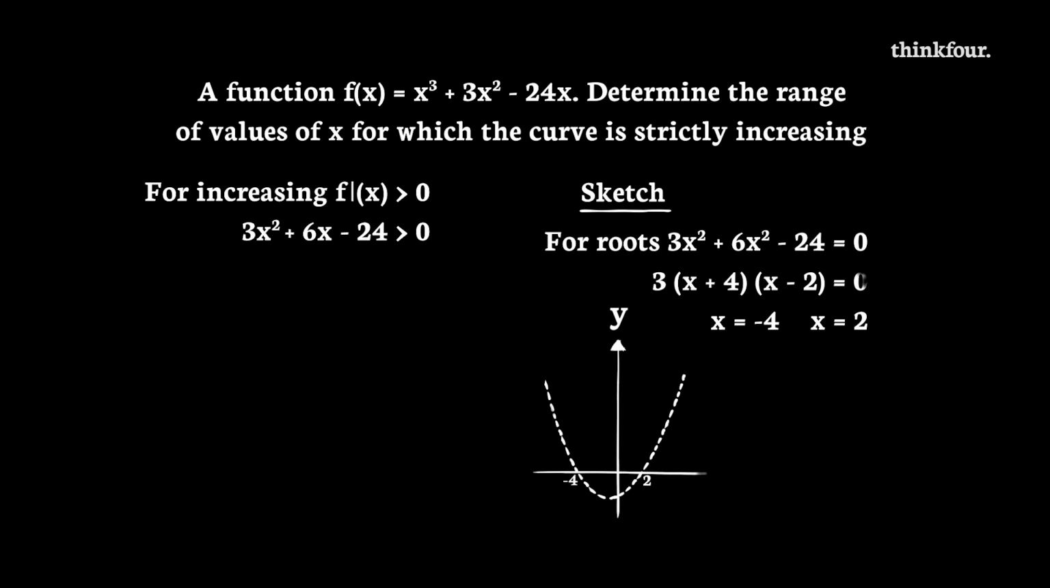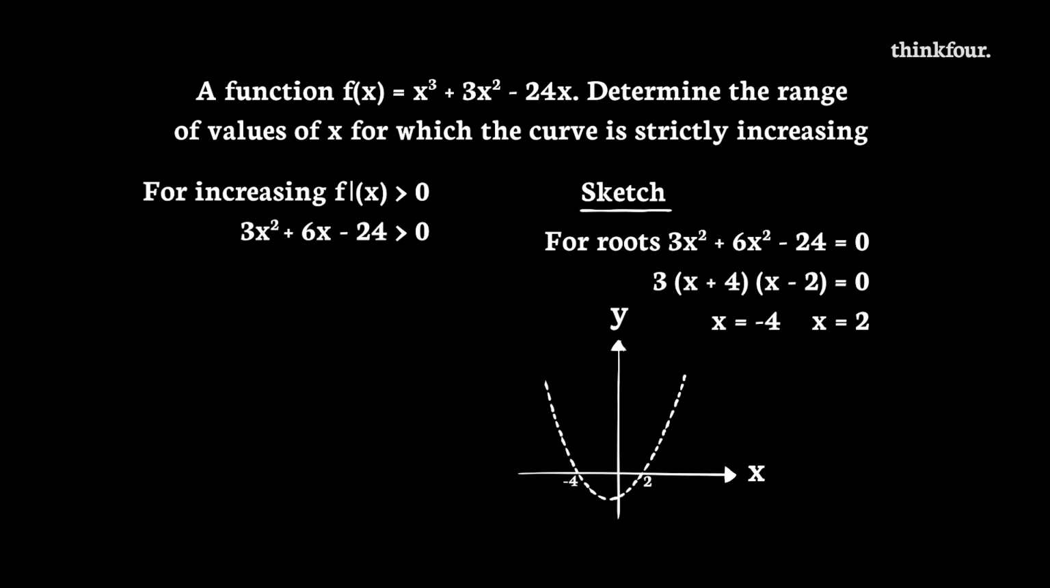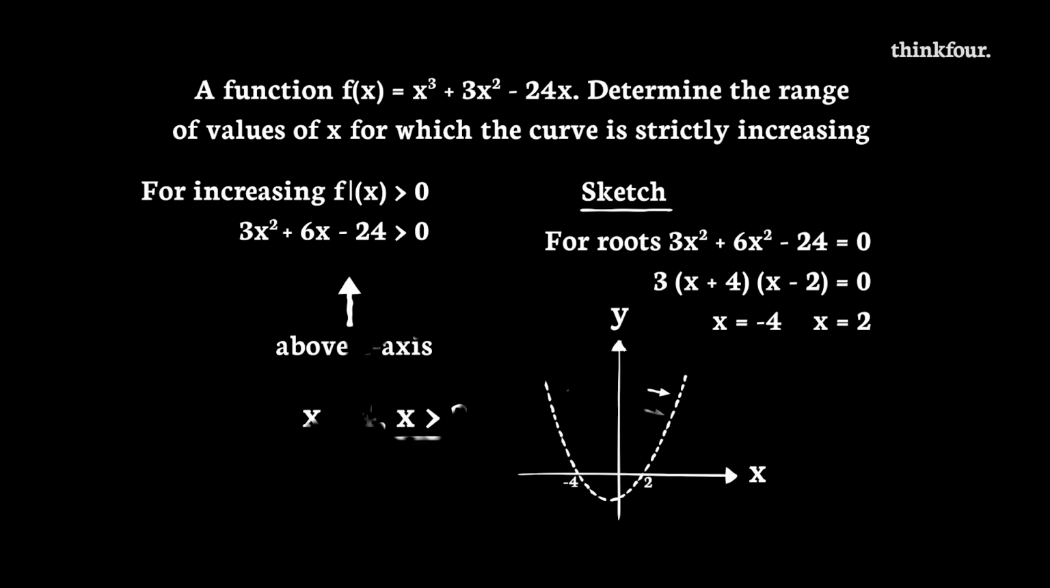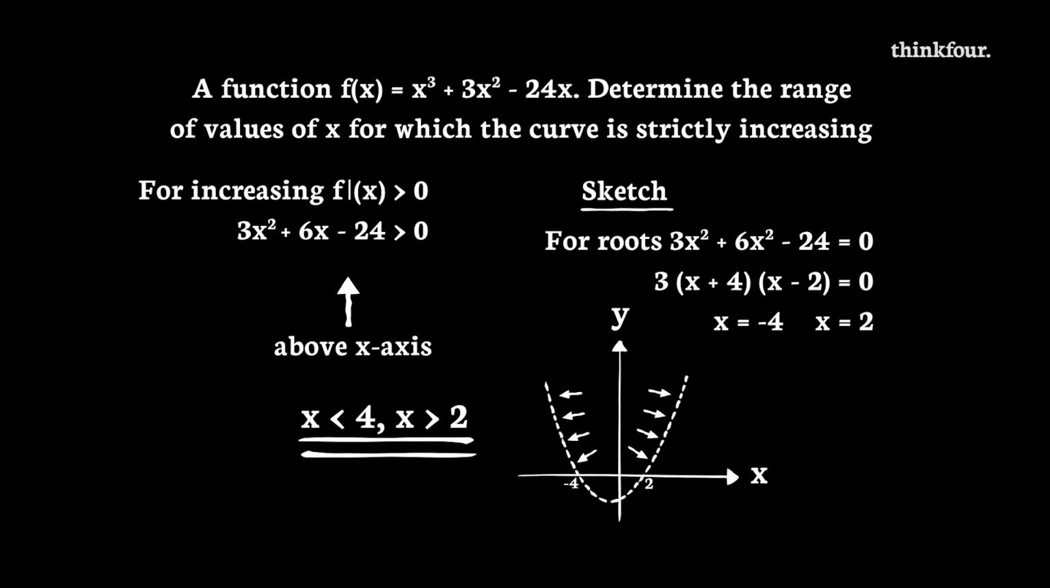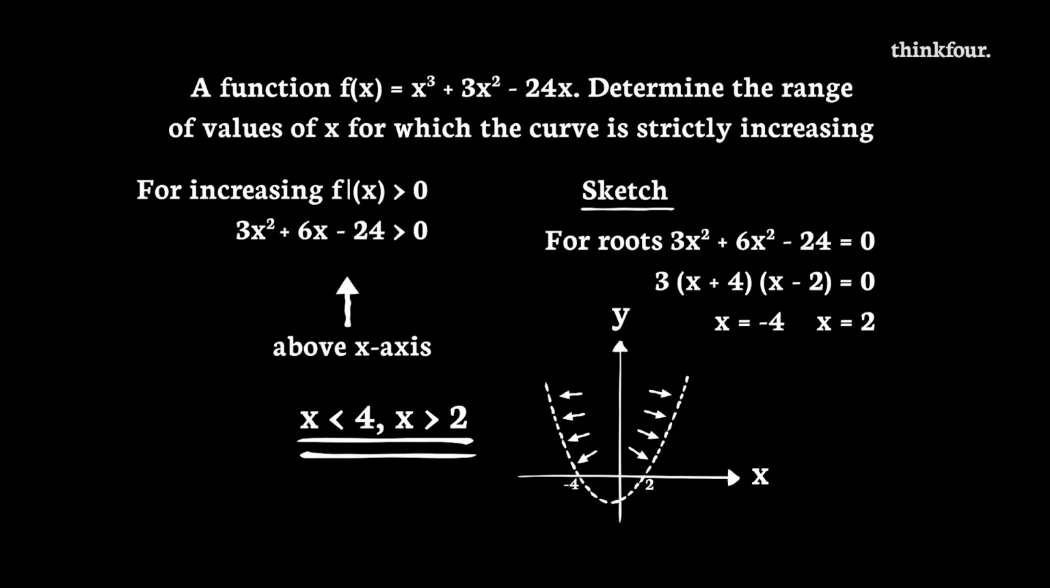We factorize and solve to find roots at -4 and 2. The shape is a parabolic curve with a minimum turning point. We're looking for the region where the quadratic is greater than 0, so this is above the x-axis. There are two regions we need to describe, the region where x is less than -4 and the region where x is greater than 2.